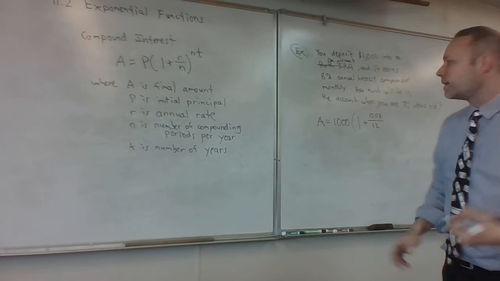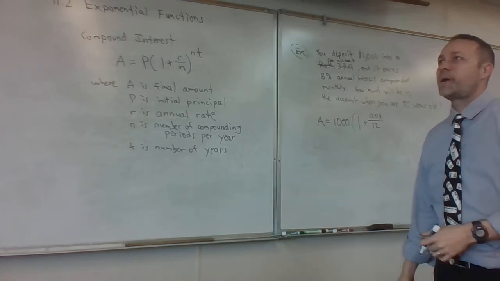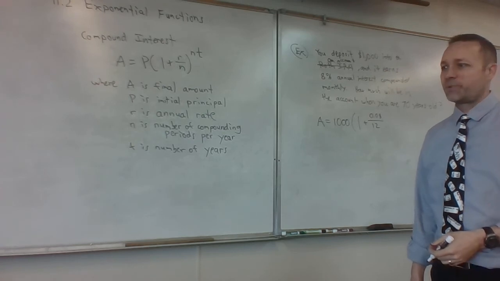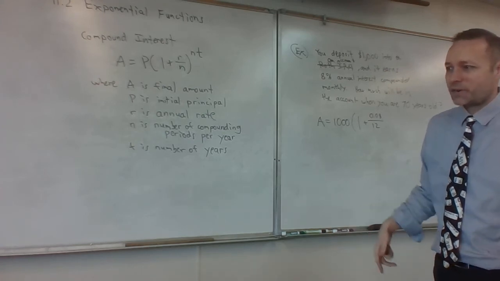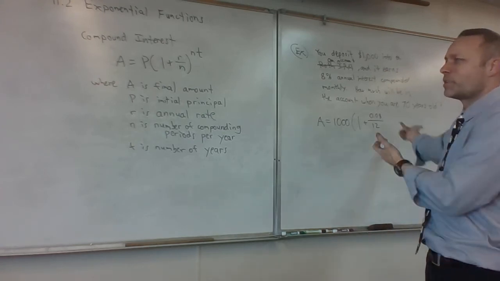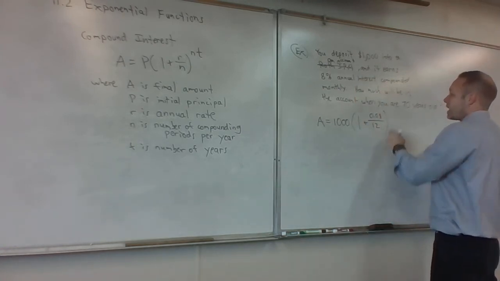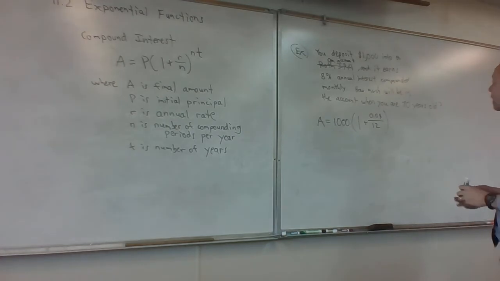Compounded quarterly, this would be over 4. Compounded, I guess those are the main ones that you're going to run into. Compounded daily over 365, then you get into, well, wait, there are leap years in here, and what do I do with that? So I'm not going to deal with that. Times number of years, well, let's see.